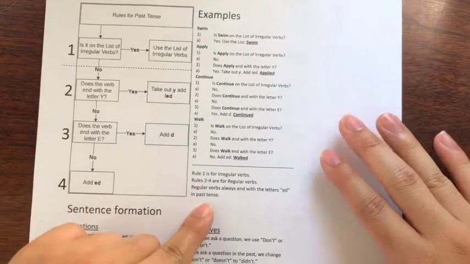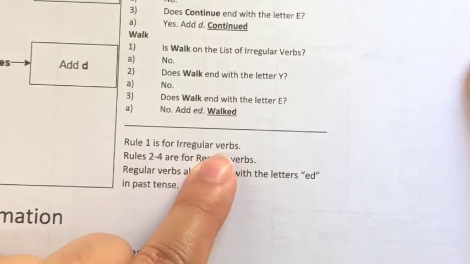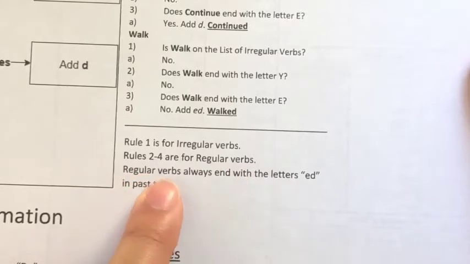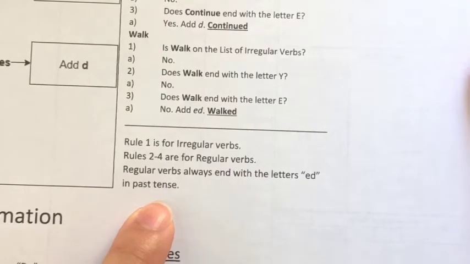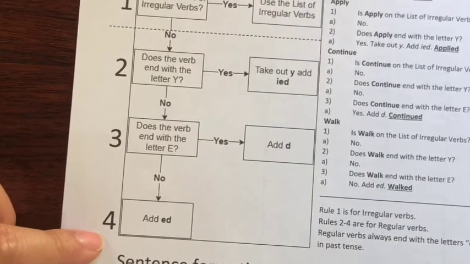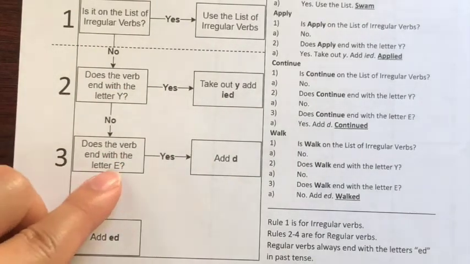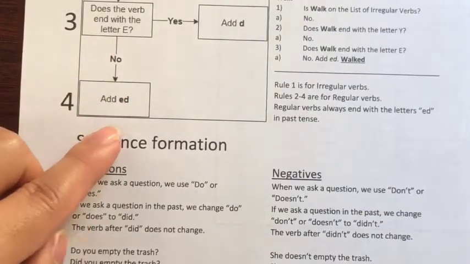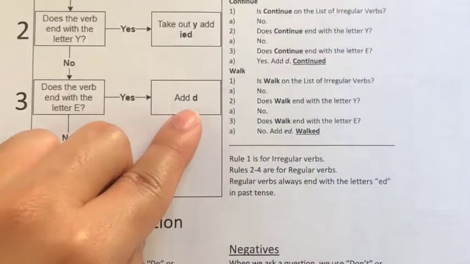So if we look on the right, it says Rule 1 is for irregular verbs. Rules 2 through 4 are for regular verbs. Regular verbs always end with the letters ed in past tense. So, rule number 2, 3, and 4 always end with ed. So we change y to ied. If the word already ends with the letter e, we just write d. And for everything else, we write ed. So regular verbs always end with ed.